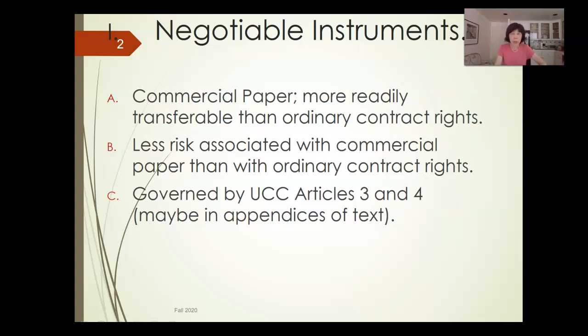So, commercial paper, which is governed by Article 3 of the UCC, was created in order to have more readily transferable rights than ordinary contract rights. You'll be able to see that once we really get into this topic. There's less risk associated with commercial paper than with ordinary contract rights, and the reason for that is you're going to have a lot more stability and a lot more availability in terms of transfer.